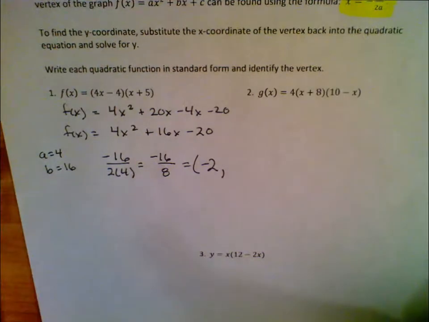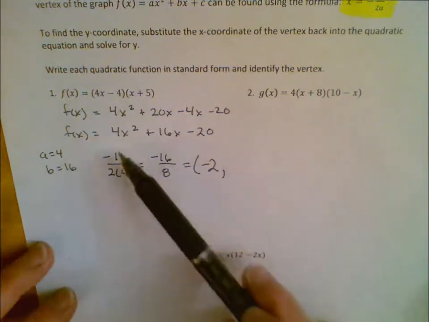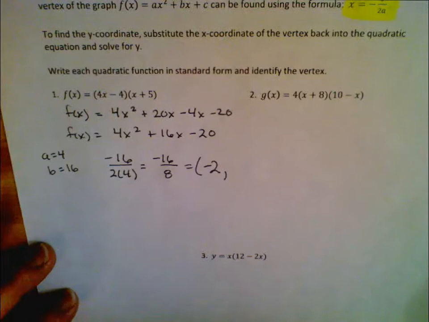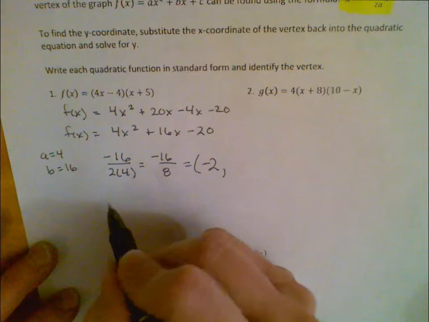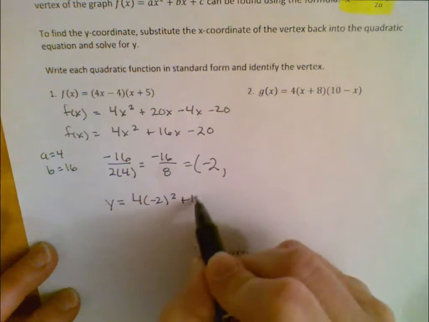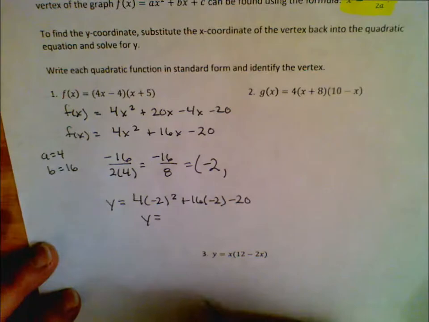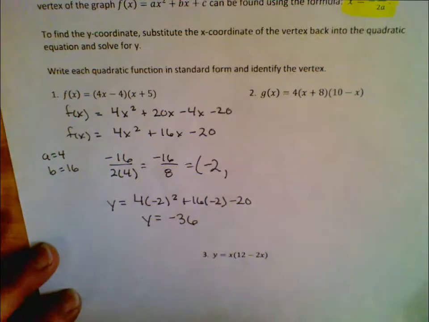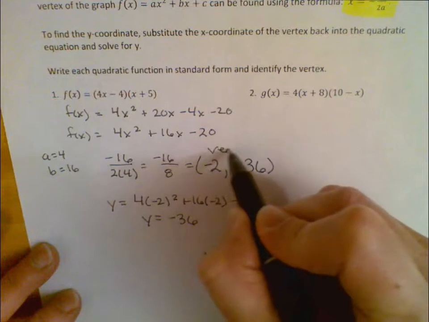Now, how do you find the y-coordinate? Well, I'm going to take the negative 2, and I'm just going to plug it back into my standard form equation, and that will generate my y-coordinate. So I'm going to plug it in wherever there's an x, simplify it to get my y. So it'll be 4 times negative 2 squared plus 16 times negative 2 minus 20, and that equals negative 36. I already did the calculation. So then that becomes my vertex.